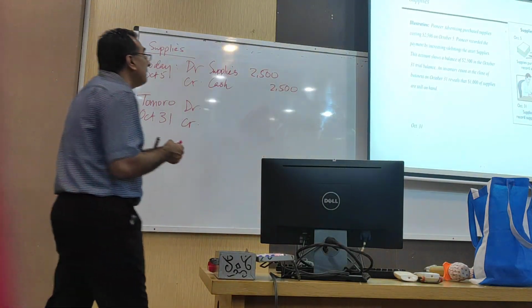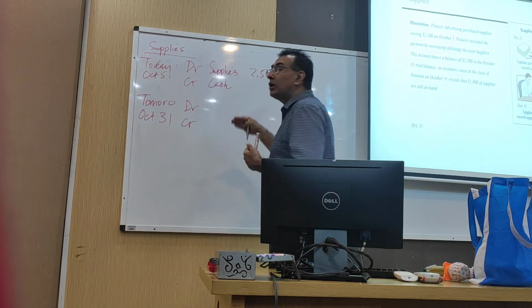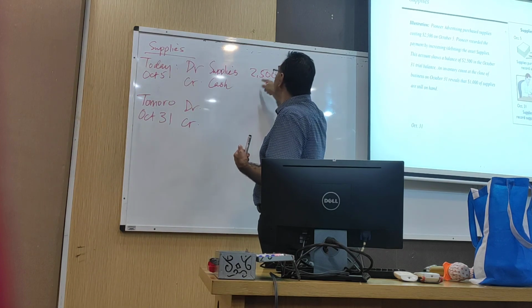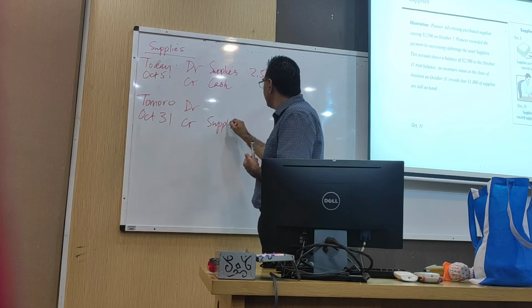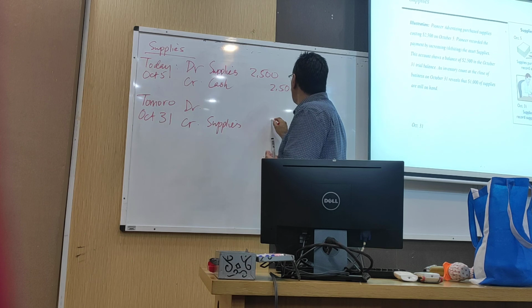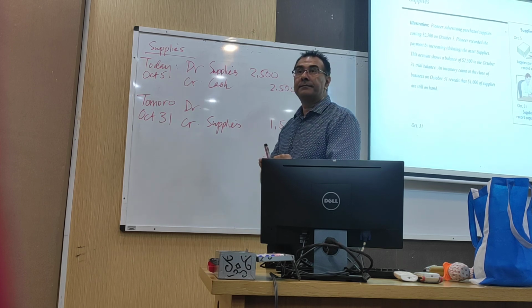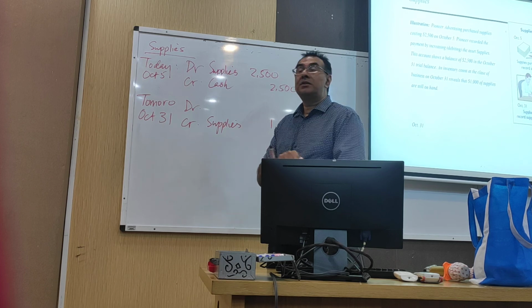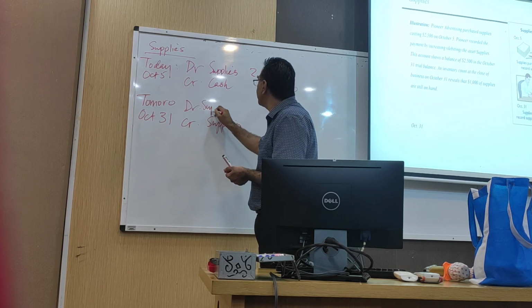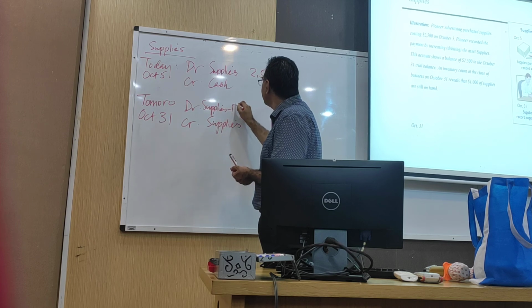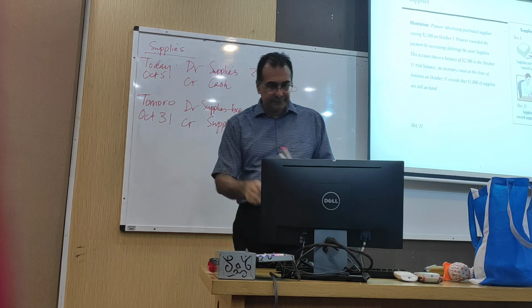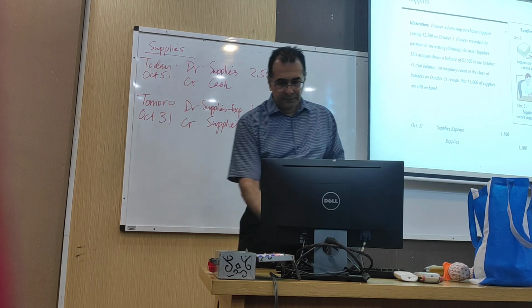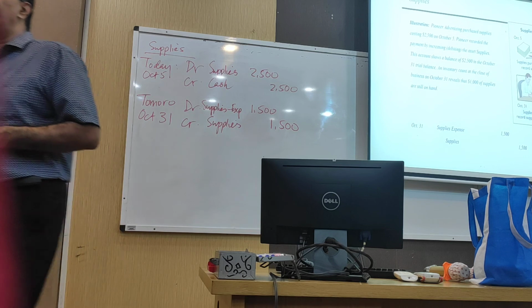You understand what I mean? Because my supplies is going down and I want my supplies to show a balance of 1,000, I need to credit supplies for 1,500. You understand? Which means I need to record an expense called supplies expense for 1,500. Any questions?